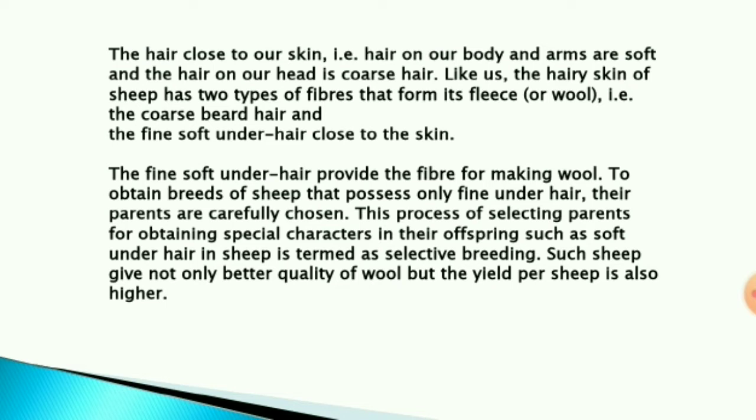To obtain breeds of sheep that possess only fine under hair, their parents are carefully chosen. This process of selecting parents for obtaining special characters in their offspring, such as soft under hair in sheep, is termed as selective breeding. Such sheep give not only better quality of wool but their yield per sheep is also higher.